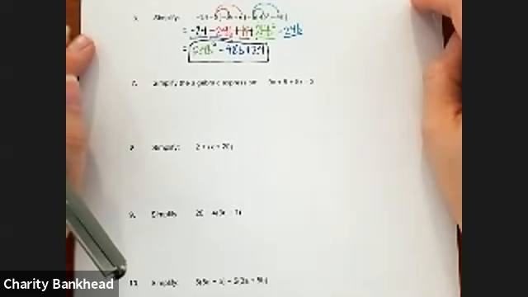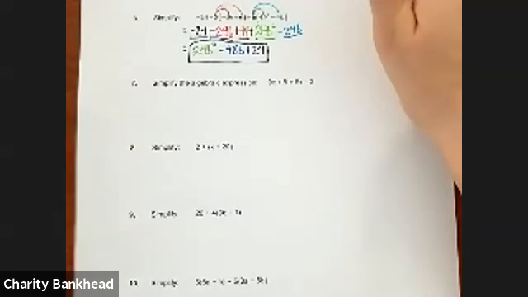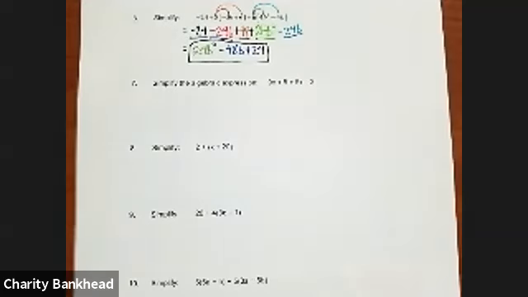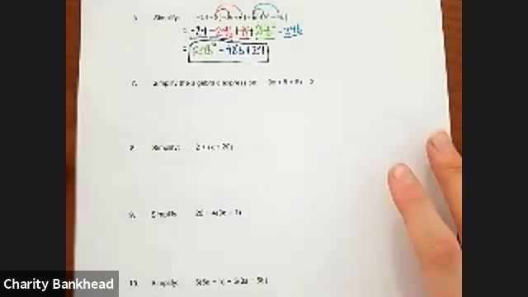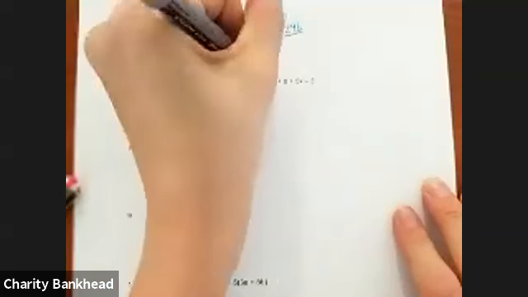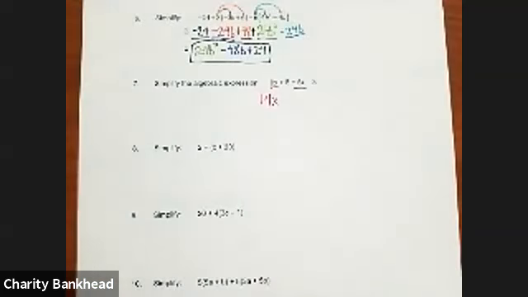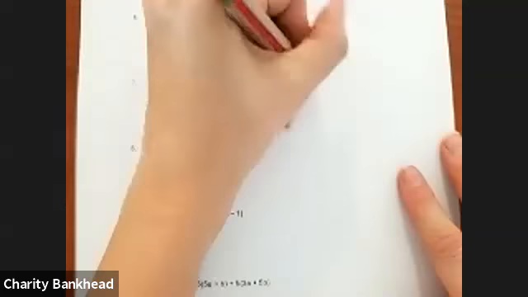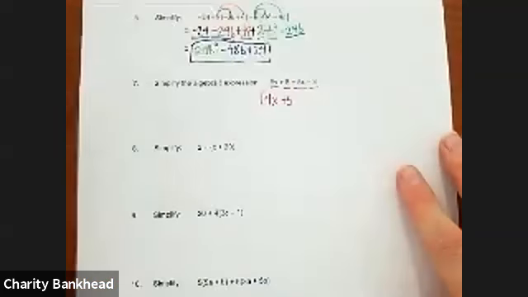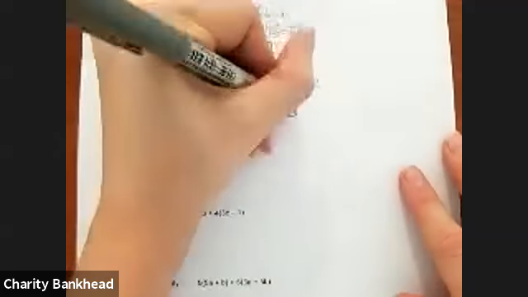All right, and number 7 says simplify the algebraic expression. So I'm going to combine the like terms. First, I'm going to combine the x's. 9x plus 5x equals 14x. And then I'll combine the constant terms. So 8 minus 3 would be positive 5. So my final answer in that case is 14x plus 5.